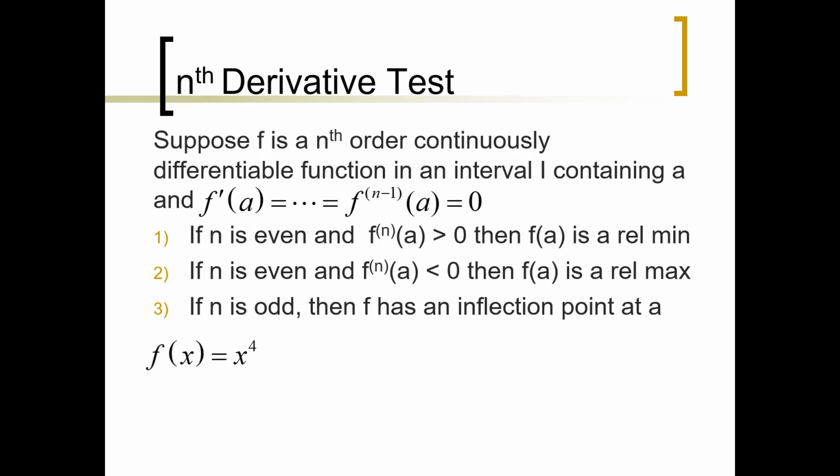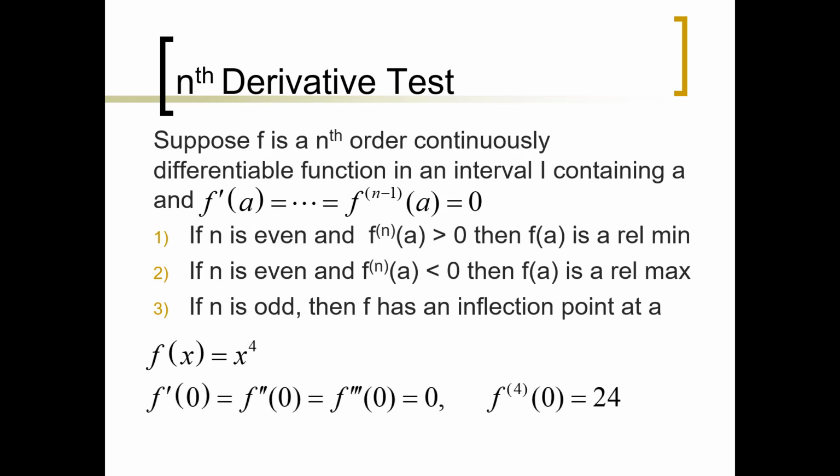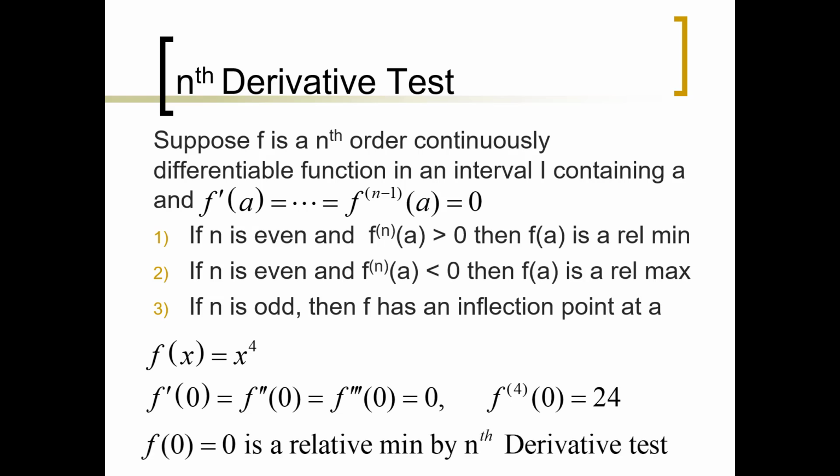And if you want to do that as an application, if f of x equals x to the fourth, notice that the first, second, and third derivatives are all 0, but the fourth derivative is 24. So since the fourth derivative is positive and n is even, that means f of 0 equals 0. That's got to be a relative min by the nth degree, in this case fourth degree, derivative test.